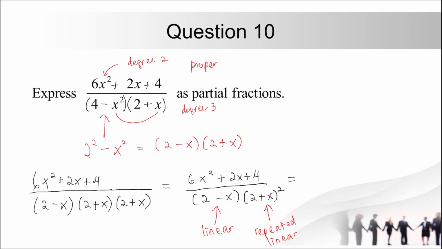So what is the partial fraction form? Since we have a linear type denominator, the partial fraction is A over 2 minus x. Then for the repeated linear, you would have B over 2 plus x and another one, C over (2 plus x) squared.